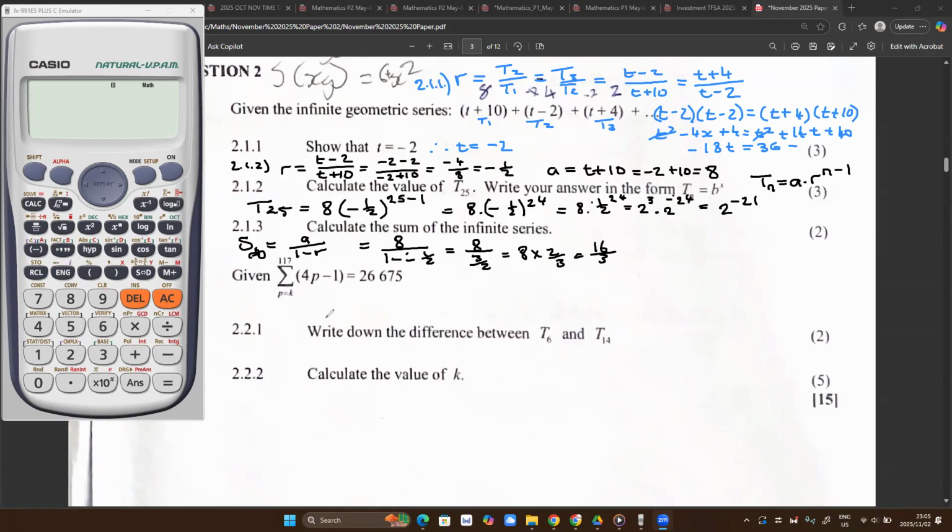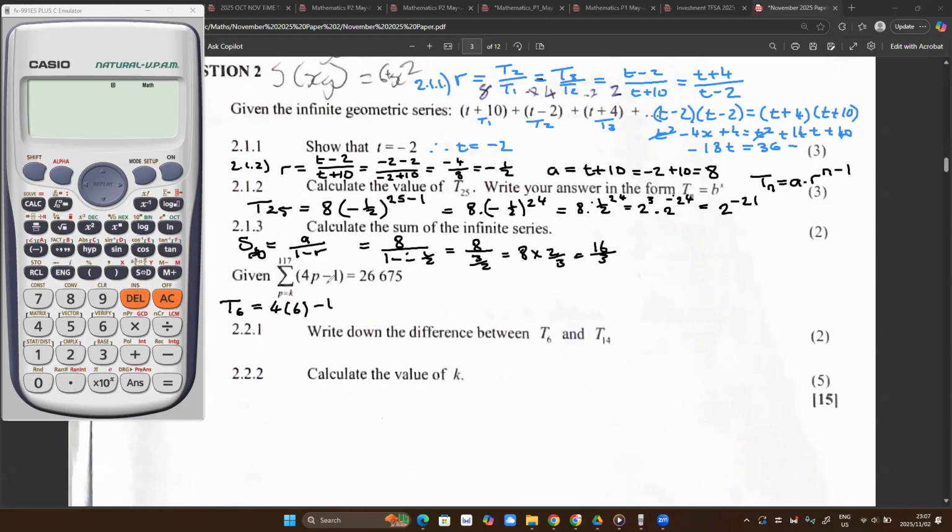All right, so that's quite an interesting one because we've got p here. So let's just get what the terms are, right? Because we can put T6 in by simply subbing in 6 as our p. So T6 is equal to 4 times 6 minus 1.